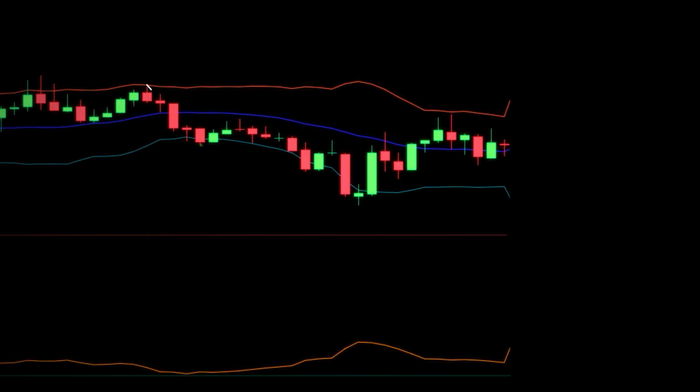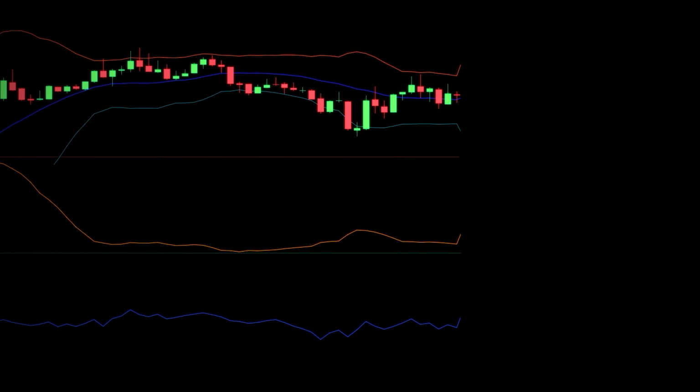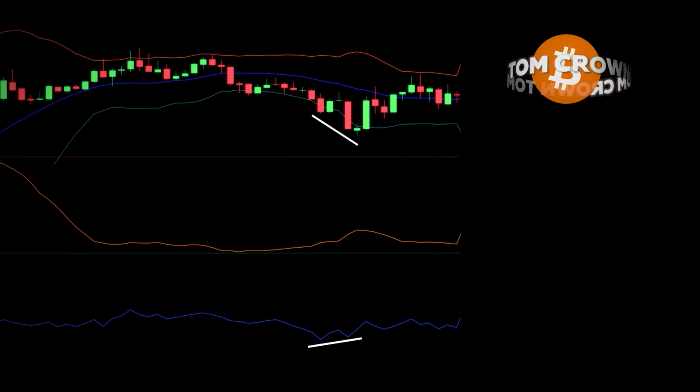Here, the price traded to the lower band and it created a lower low. But if we take a look at our OBV, we can see that we got a clear bullish divergence. The OBV has made a higher low, while price has made a lower low. This is the first clue to the direction of the breakout.